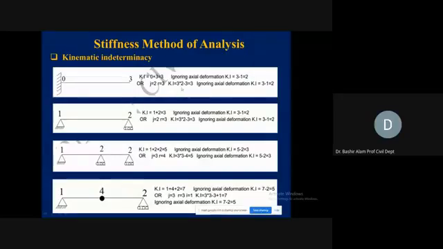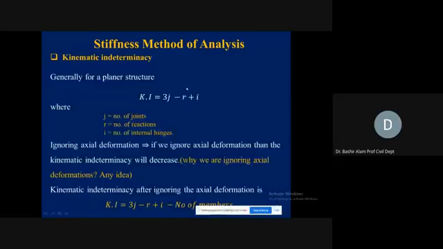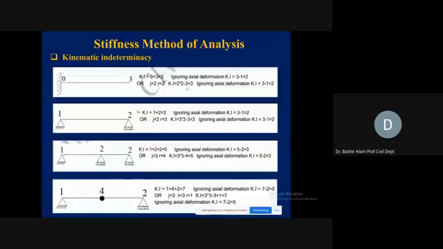Or if we use the equations directly, let me go to the previous slide. So it was 3j minus r, plus I. So this is 3j. So 2 joints we have, this left joint and right joint. Minus restraints, how many we have? We have 3 restraints here at the fixed support: vertical, horizontal, and then the moment also. So this 3 is coming from there.